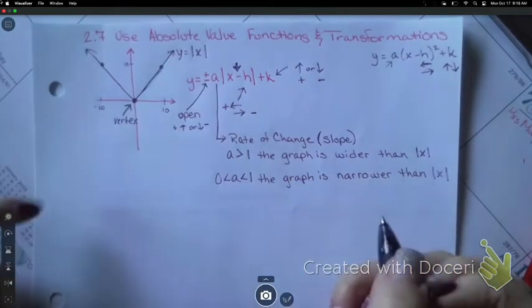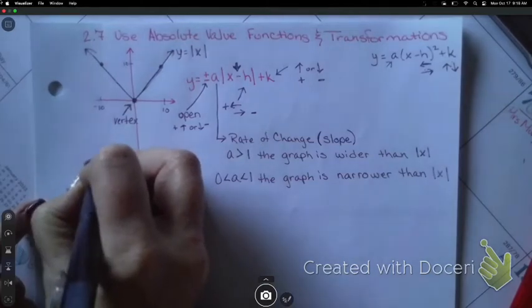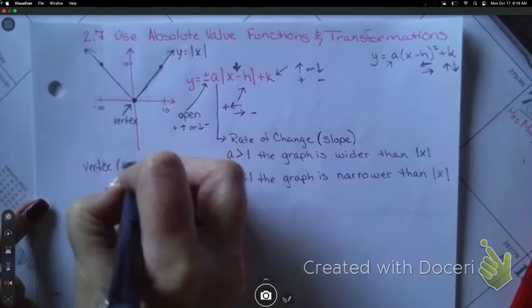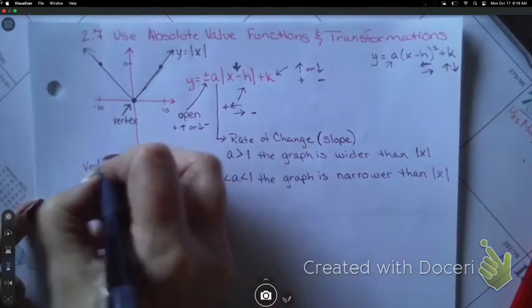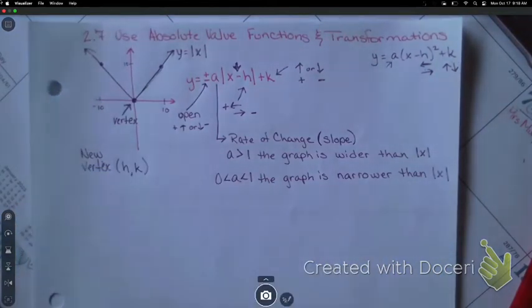So does everything collapse to this? Yeah. The last thing you do need to know is the vertex is h, comma, k. And I'm going to write new vertex. How about that? Because that's where it's going.